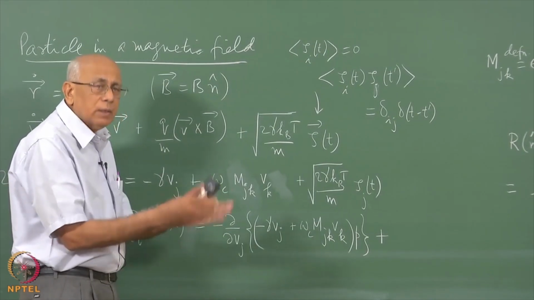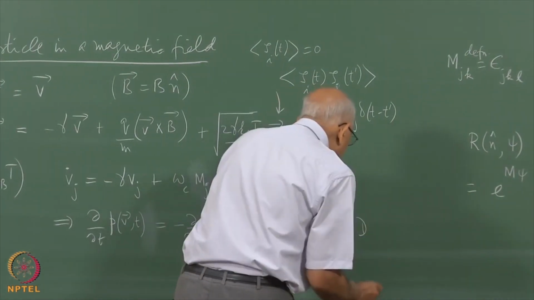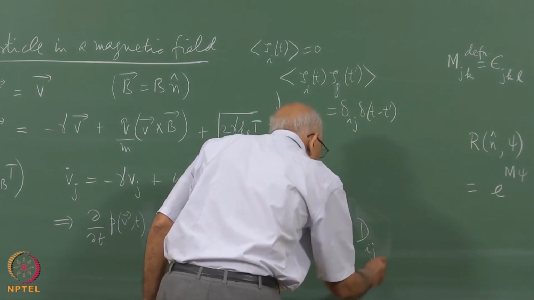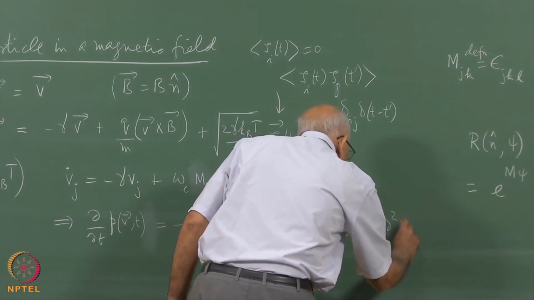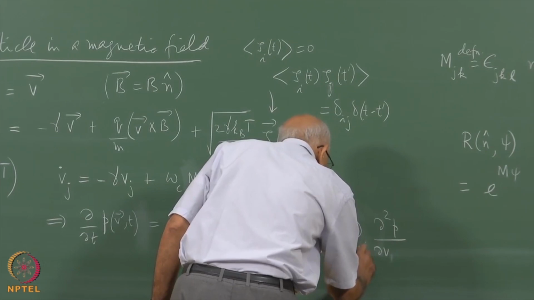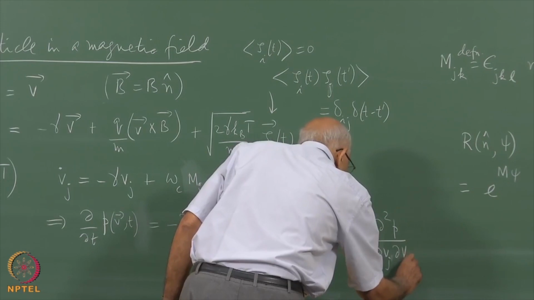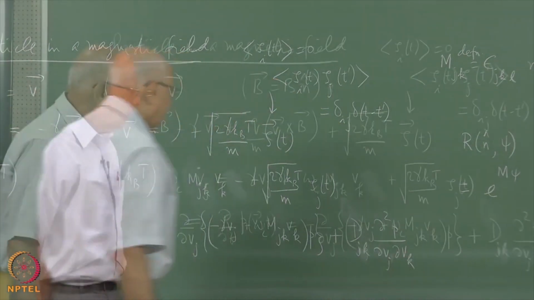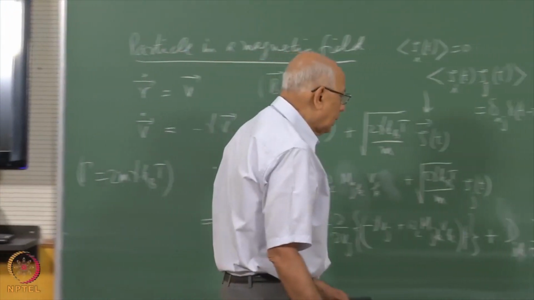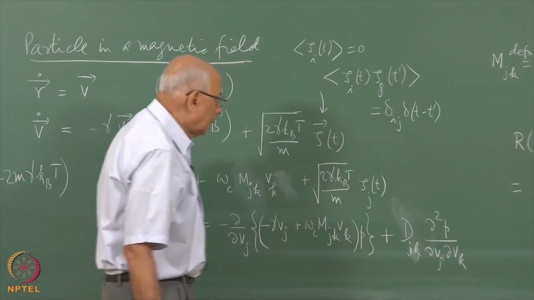It is the diffusion matrix now, obviously you are going to have a diffusion matrix. So this will be some D, let's use D jk, d2p over delta vj delta vk. And what is Djk? This quantity here. What should it be?